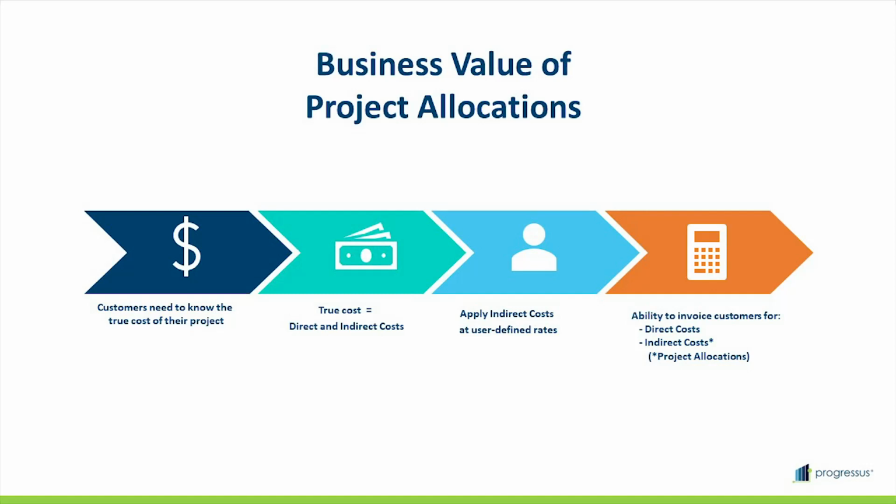Project allocations allows them to apply or create indirect costs based off of rates they set up in the system. And by doing that, now we can offer them the ability not only to track the costs, but also invoice for these indirect costs as well. So this will help clients who need to do some type of cost-plus invoicing, so they can leverage this new functionality.